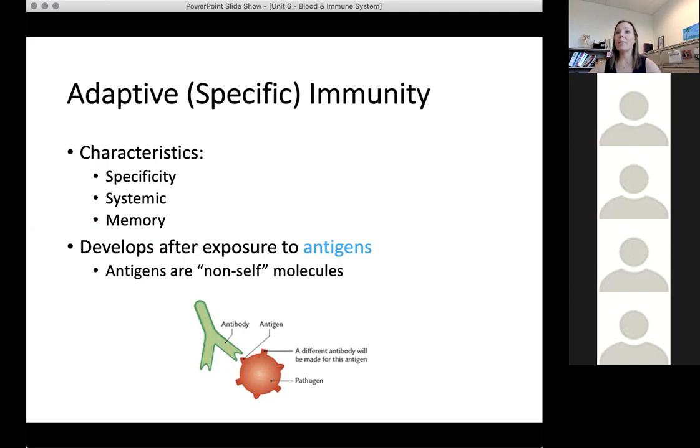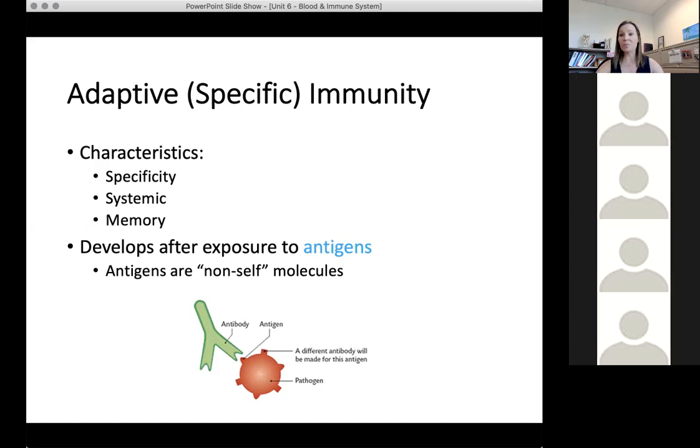It is systemic, so the response is widespread. It's not just confined to the initial infection site. It occurs throughout the body. And it has memory, which means that after an initial exposure, it will recognize and protect against the previously encountered pathogen.